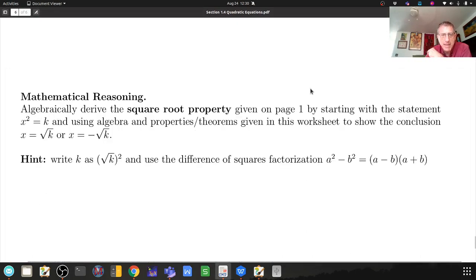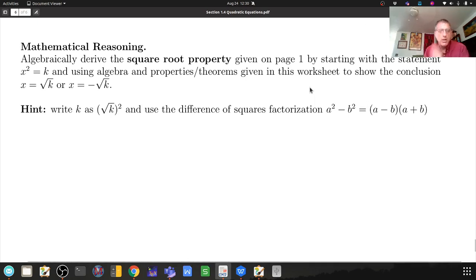Let's look at this last mathematical reasoning. So I ask you to algebraically derive the square root property given on page 1 by starting with the statement that x squared is equal to k, and using algebra and properties theorems given in this worksheet to show that x is equal to the square root of k, or x is equal to minus the square root of k. And here's the hint. The hint literally tells you everything you need to do. Write k as the square root of k squared, and use the difference of squares factorization. And once you do that, you're done.